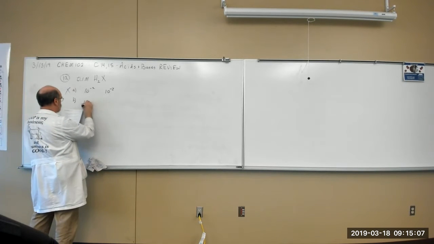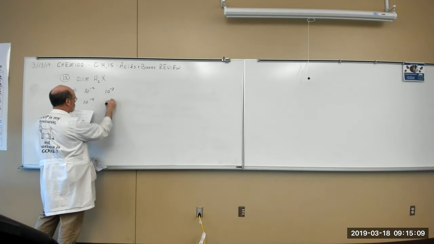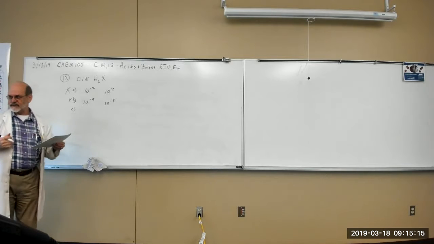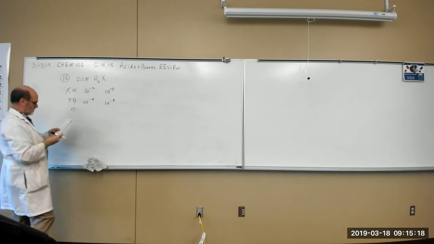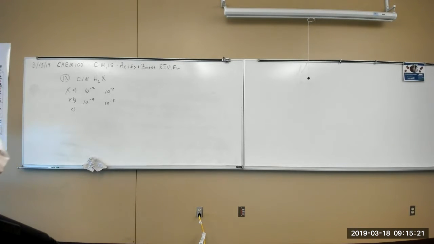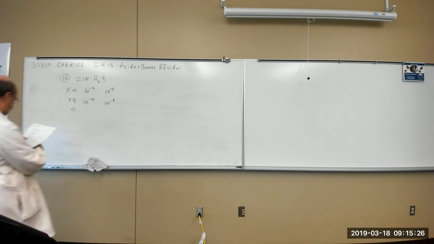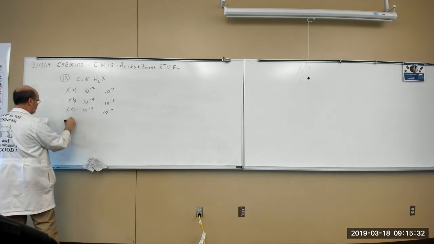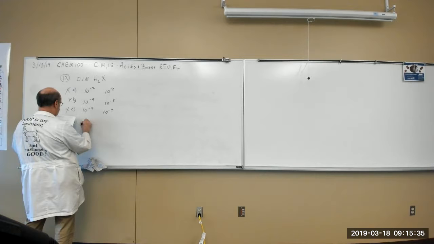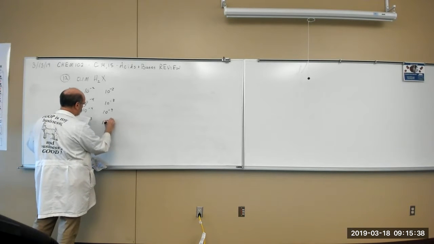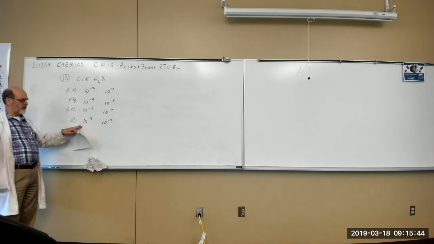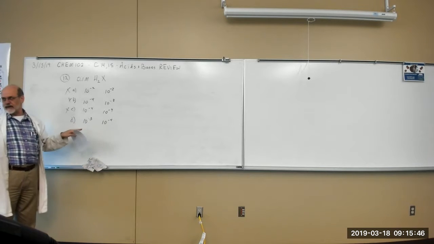B is 10 to the minus 4 versus 10 to the minus 8. That's still too far apart. Right? 4 orders of magnitude is 10,000 times. C, it's still 5 powers apart, 10 to the minus 4, 10 to the minus 9. D, 10 to the minus 3, 10 to the minus 4. So that's only 10 times different. So that could conceivably affect the pH.